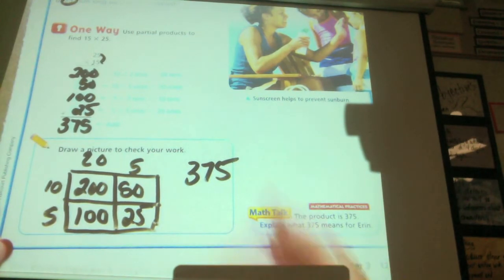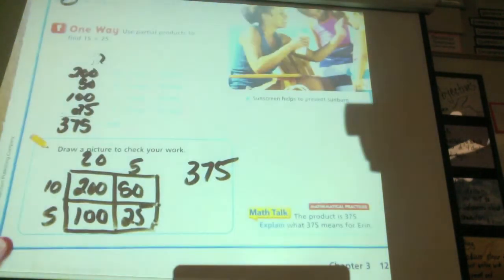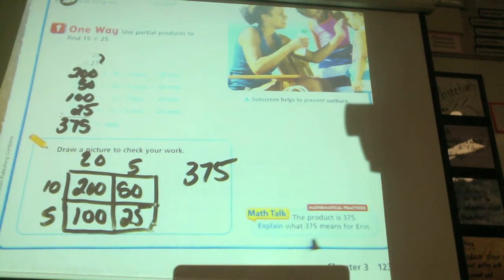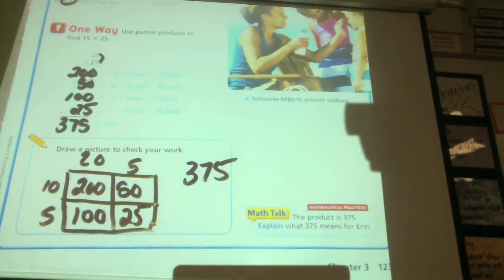Okay. So if you look down here where it says Math Talk, it says the product is 375. What did that mean? Do we remember what our problem was? If you can explain to me, what does the 375 stand for? Preston.